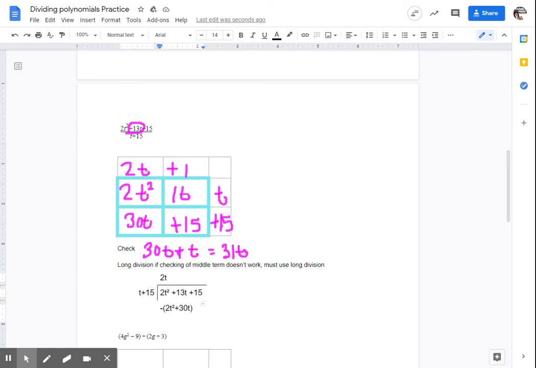But 13 minus 30 would be negative 17. So I go all the way over, negative 17t, and I bring down the plus 15. Right, negative 17t divided by t is negative 17. So when I multiply it, this will be negative 17t and then minus 225.